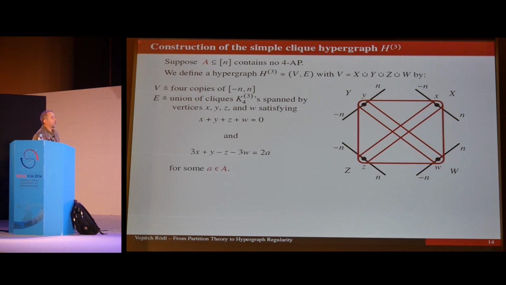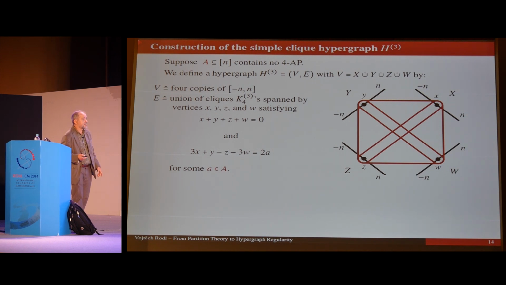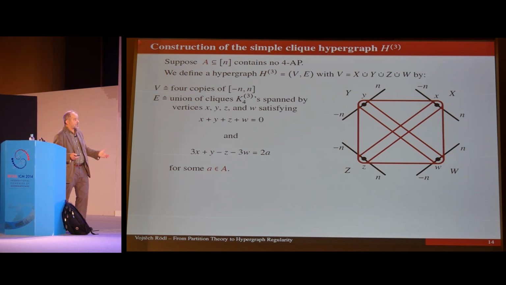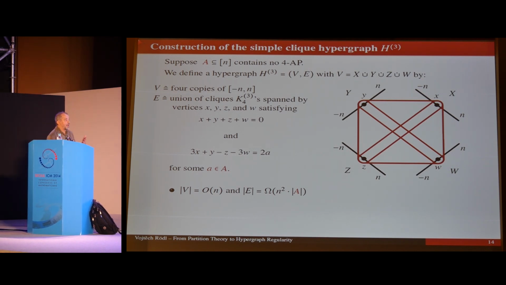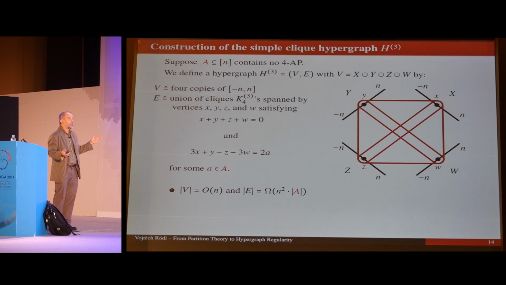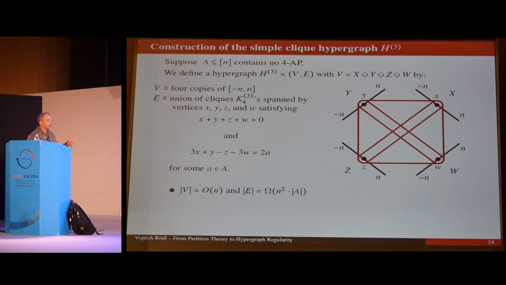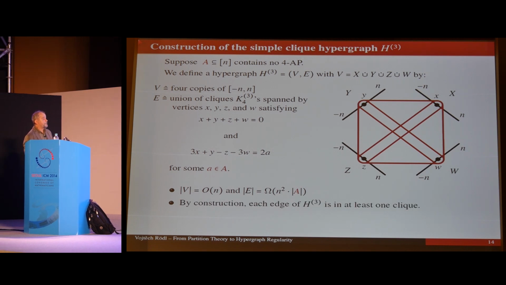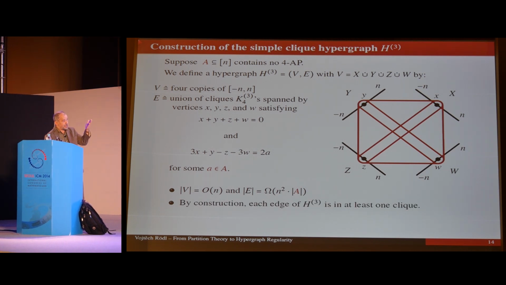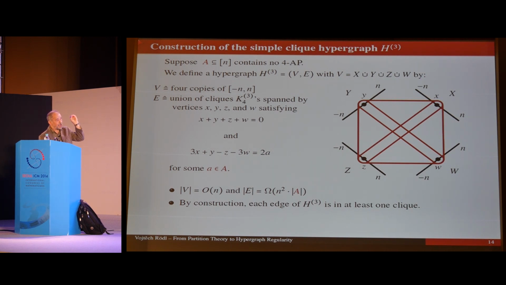It adds up to 0 and satisfies another equation: 3x plus y minus z minus 3w is 2a, for some a in the set. We are given that set with no arithmetic progression. Well, we have 2 restricting equations. We have kind of 5 variables, x, y, z, w, and a. So we have 3 degrees of freedom. So it's not hard to see that the number of edges is n squared times cardinality of A. That can be proved easily. And by construction, each edge is in at least one clique. We added the edges always to be a part of the clique.